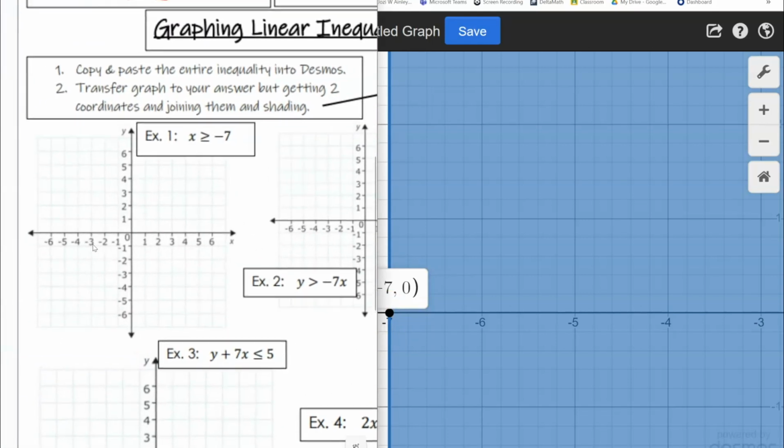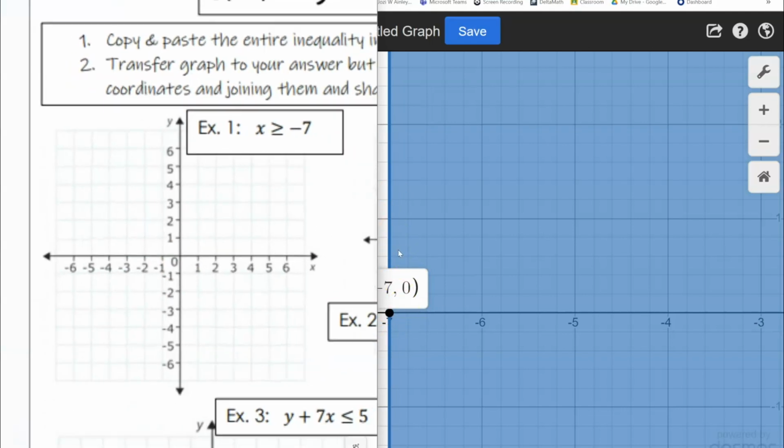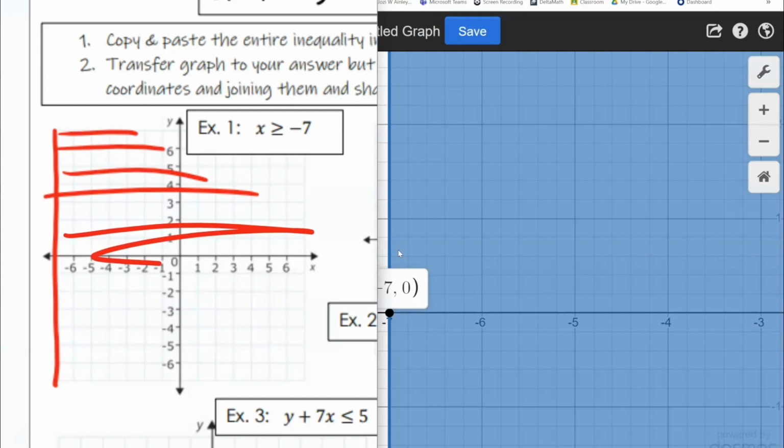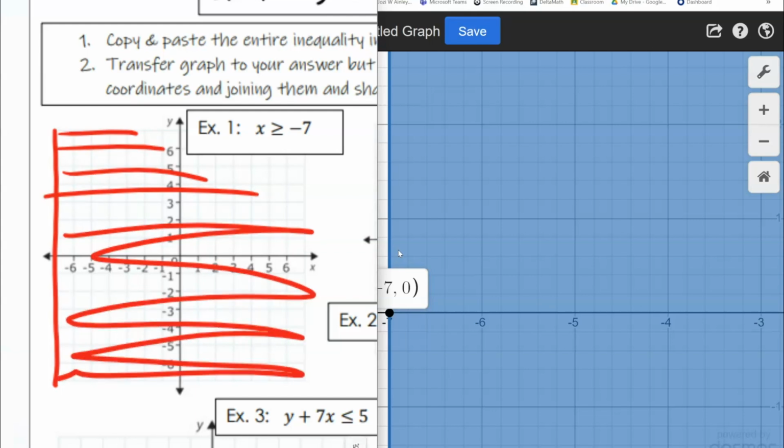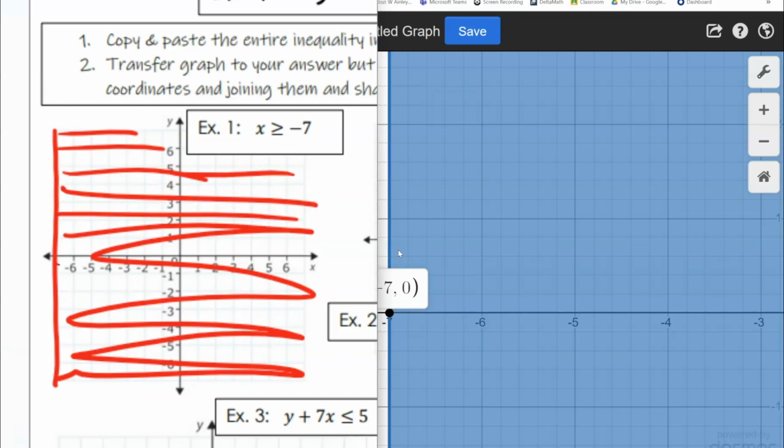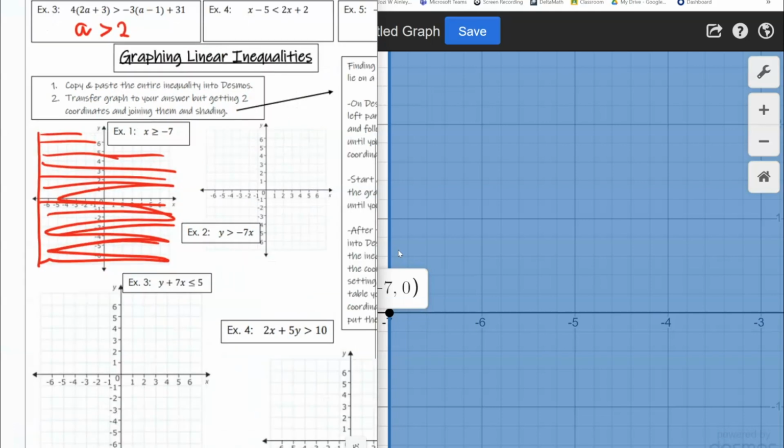So this one is at -7. You can see it's a straight up and down solid line. So that's all you're going to do, a straight up and down solid line at -7. And then you're going to shade it all the way to the right. Make sure you don't pass that, because I clearly passed it. Shaded all the way to the right. And we're just copying the answers into our worksheet.